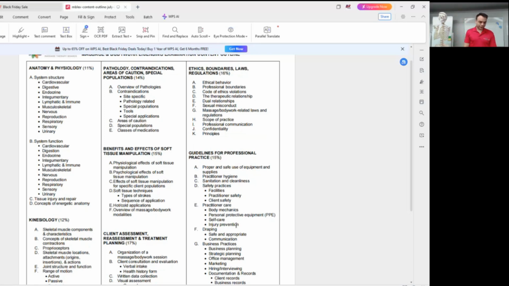Of course, obviously know all your soft tissue strokes, right? Effleurage, petrissage, know all the variations. And again, what do they do? And essentially, what's the appropriate procedure of creating a good and enjoyable massage routine for your clients.